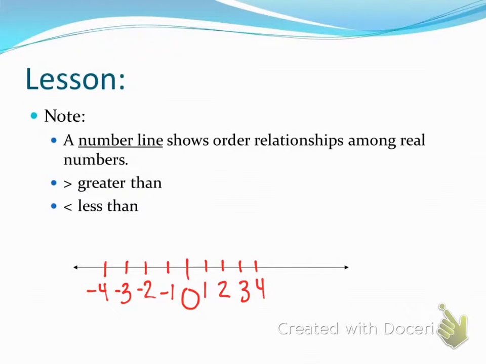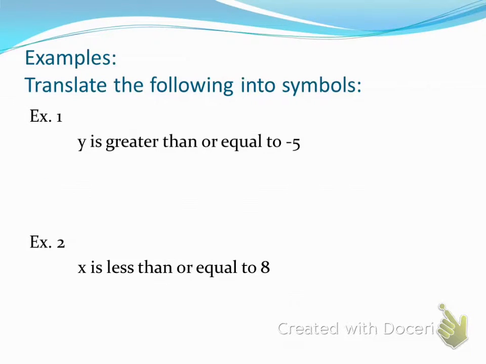Okay, I see all sorts of strange things when people make their own number lines. This is how it should look. On our first couple examples, we need to translate the following sentences into symbols. The good thing about these is that usually they go in order. At least they're going to start us off that way.